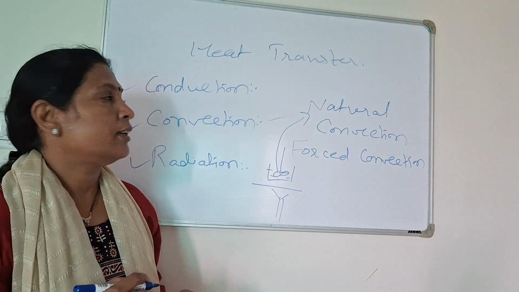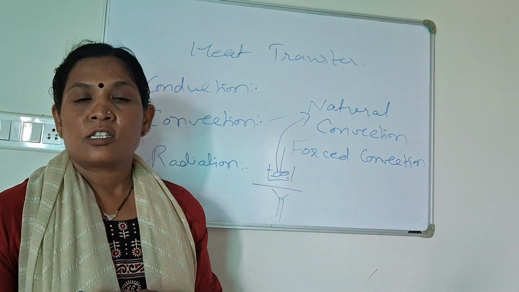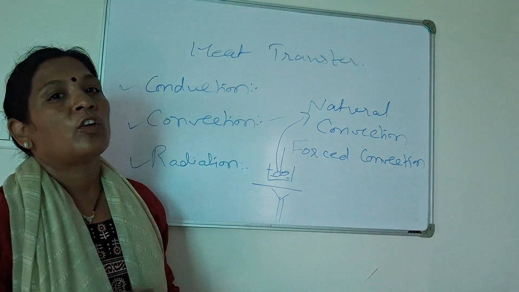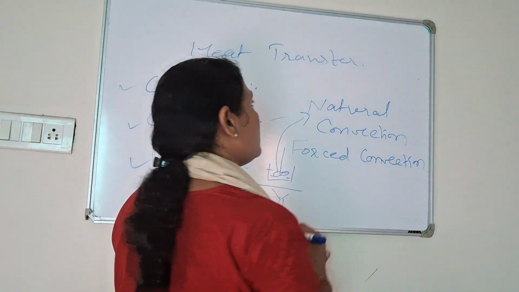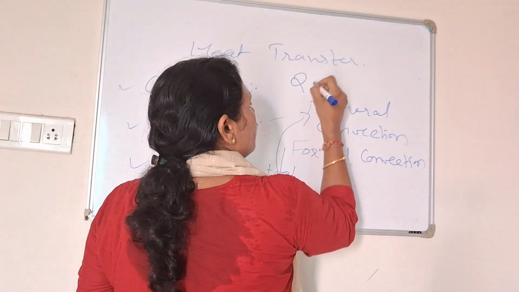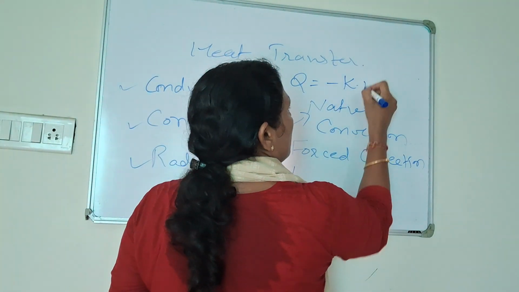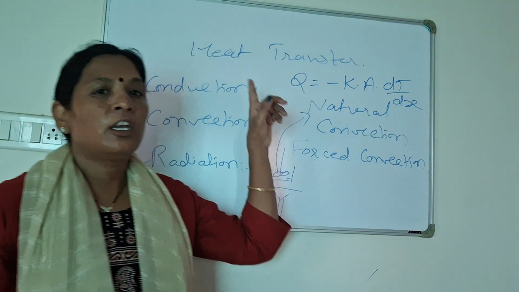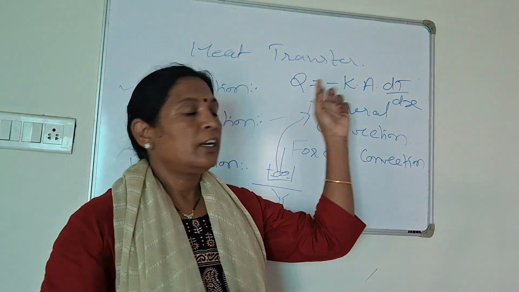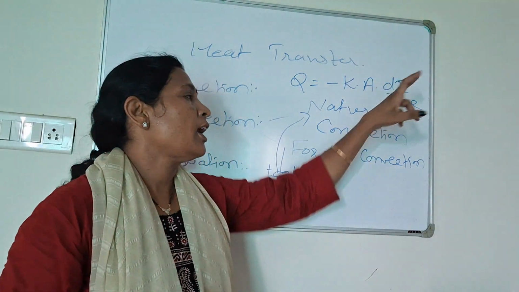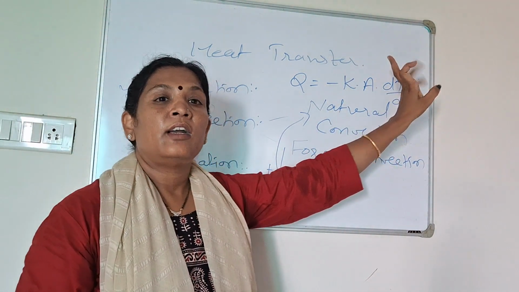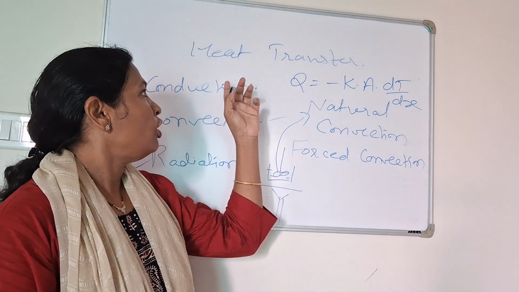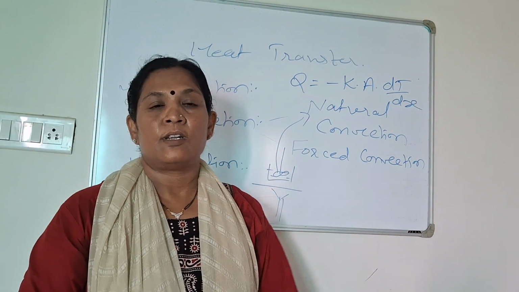best example of that. When we are talking about conduction, it follows Fourier's law, and according to Fourier's law it is defined as Q is equal to minus K A dT by dx. Here Q is the amount of heat transfer, K is thermal conductivity, A is area, T is temperature and X is the thickness of the material. So it is followed when the heat transfer takes place through conduction.